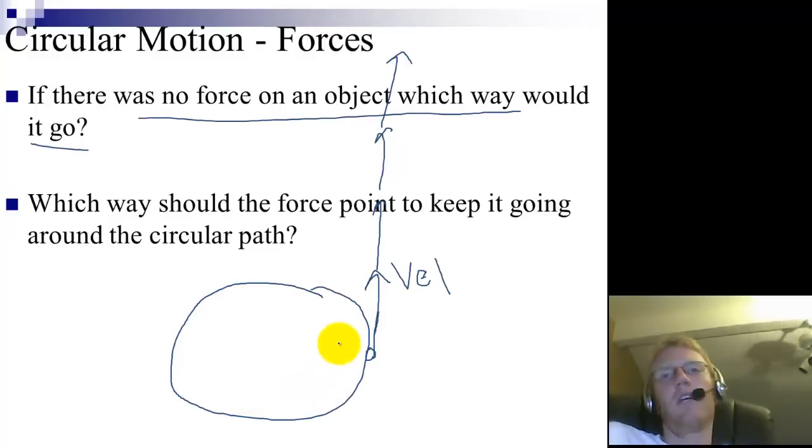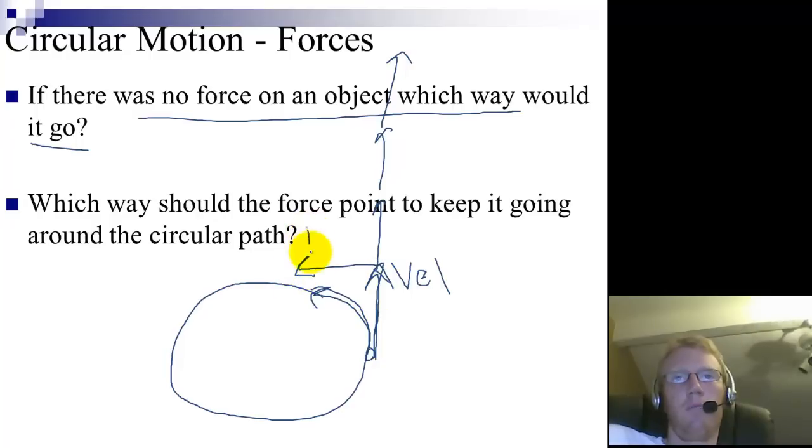curved path is. So which way should the force point to keep it going on a circular path? So if you're going this way, and you wanted to be going this way, should the force push on you to the left, or should the force push on you to the right? Okay, hopefully that doesn't insult your intelligence. The force should be to the left. Okay, and that will make you curve off to the left.